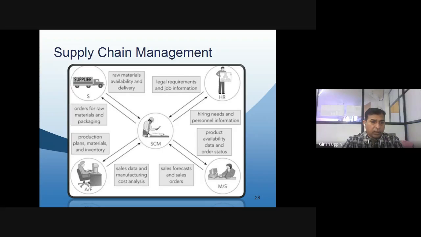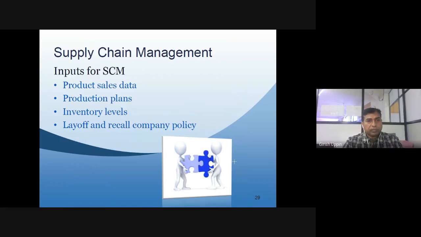And accounting and finance, he will provide the information about the production plans, materials, and the inventory. In turn, they get the sales data and the manufacturing cost analysis from the accounting and finance, and from marketing and sales they get the sales forecast, and for them they provide the information about the product availability and the order status.